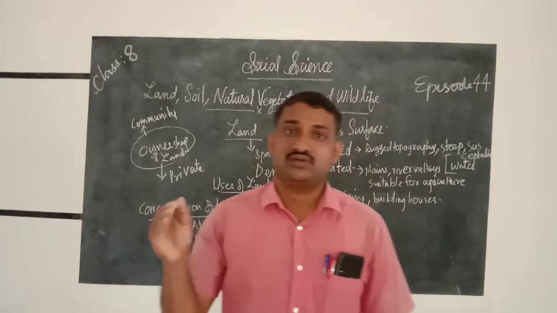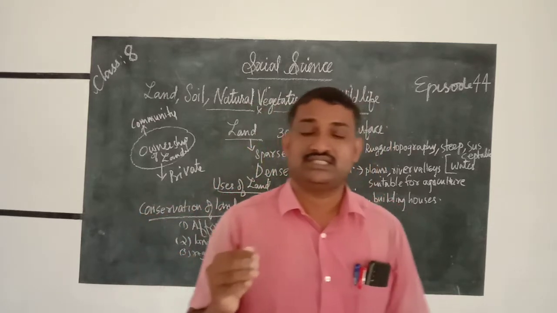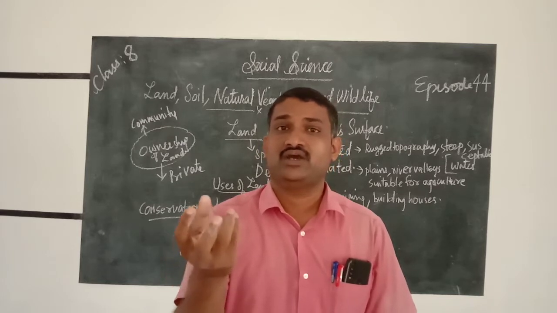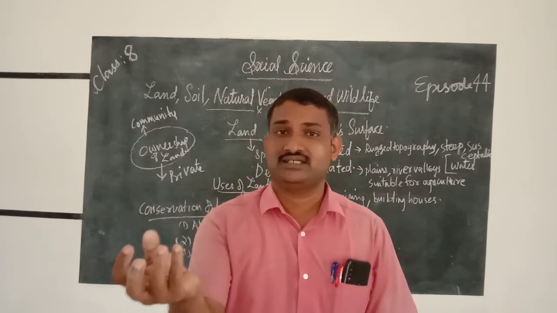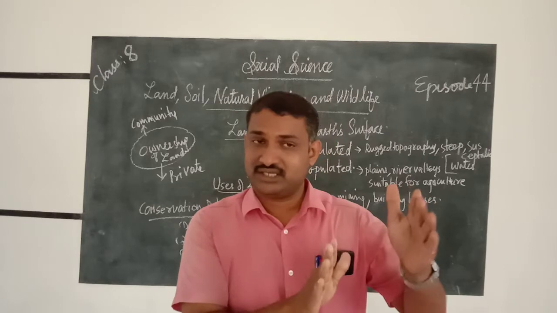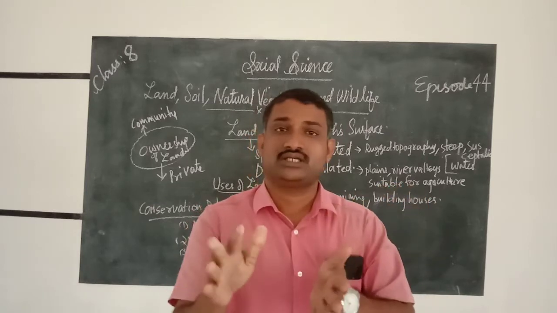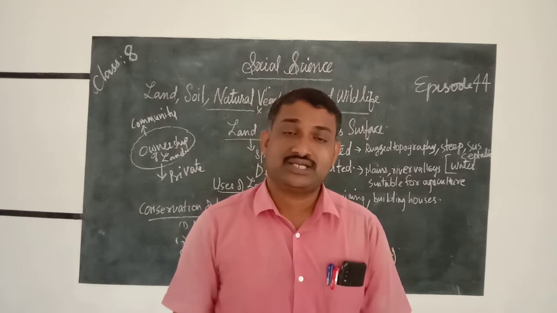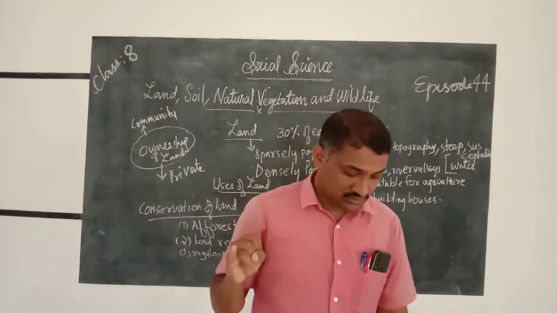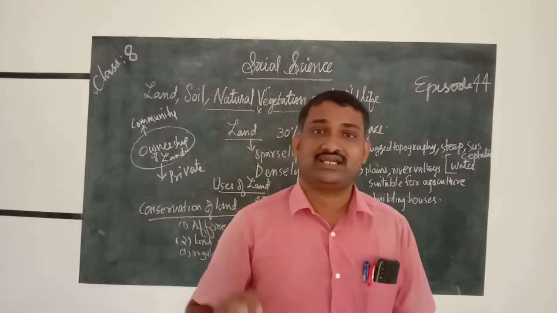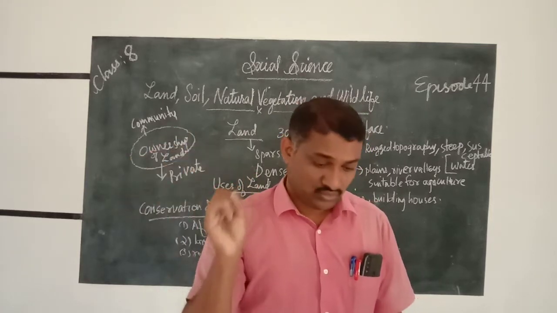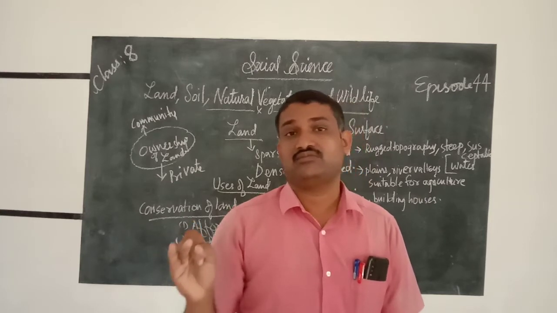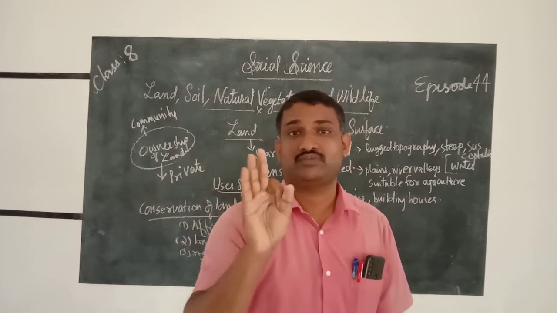First, mulching. What is mulching? If we protect the soil from erosion with hay or anything like that, we call it mulching. Next, contour barriers. We can keep barriers to prevent soil erosion. Next is check dam or rock dam. Through this also we can prevent soil erosion.